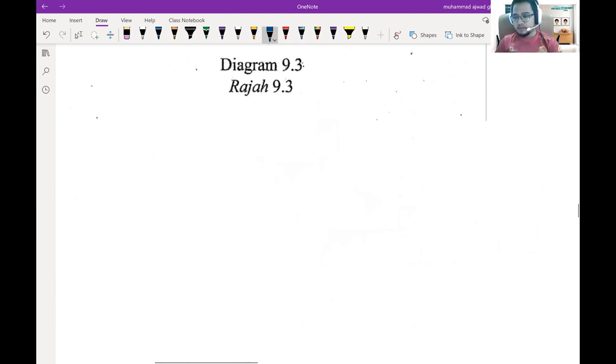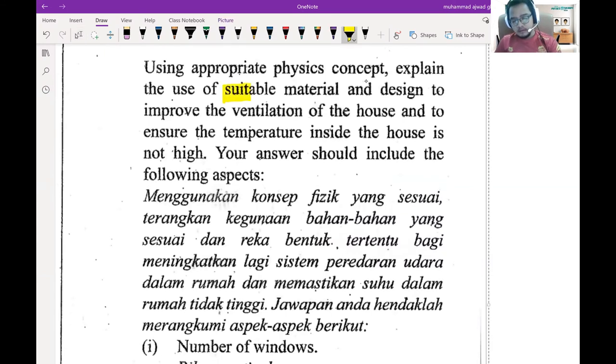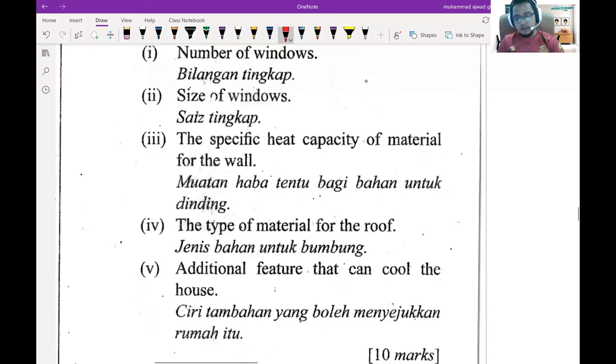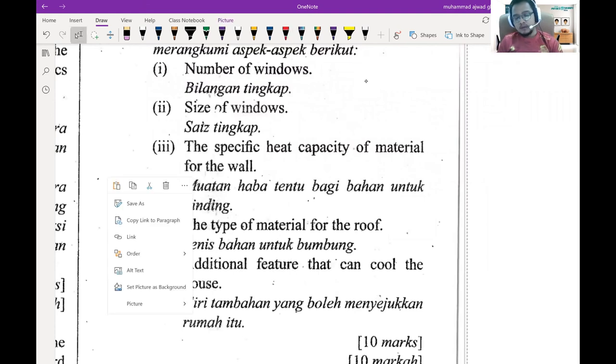Okay, so dia nak apa? Using appropriate physics concept, explain the use of suitable material and design to improve ventilation of the house, okay, pengudaraan, and to ensure the temperature inside the house is not high. Okay, so your answer should include the following aspect. Okay, so dia punya, dia nak yang pertama, pengudaraan dia baik, and dia punya suhu dalam rumah tu tak tinggi. Okay. So pertama kita kena cerita dari segi number of window, the size of a window, specific heat capacity of material for the wall, the type of material for the roof, and additional features that can cool the house.